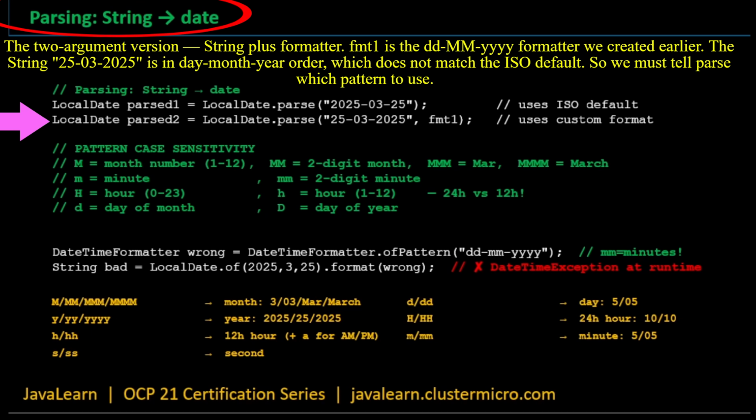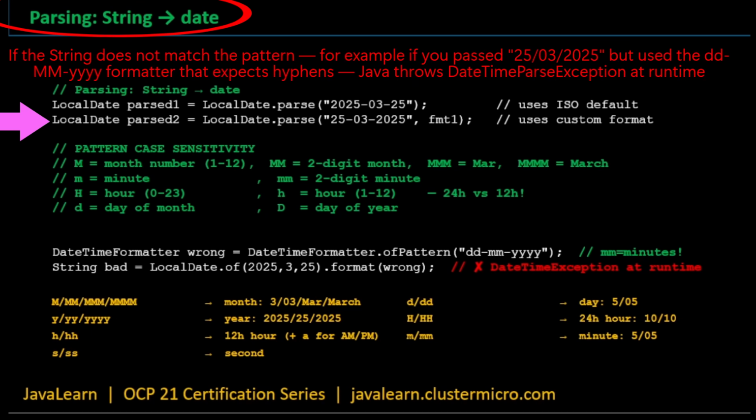If the string does not match the pattern, for example, if you pass 25/03/2025 but use dd-MM-yyyy, a formatter that expects hyphens, Java throws DateTimeParseException. Instead of a slash you are using a hyphen, so that will throw DateTimeParseException at runtime. So this is not at compile time. The code will compile, it fails at runtime. You have to remember that.